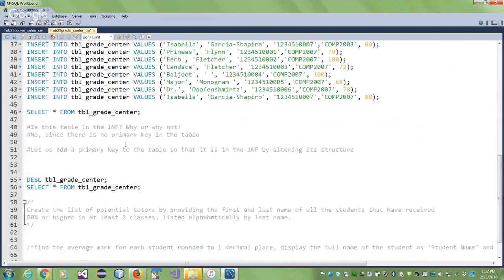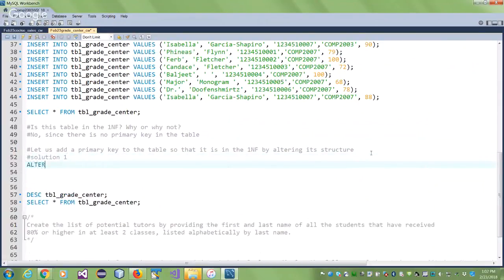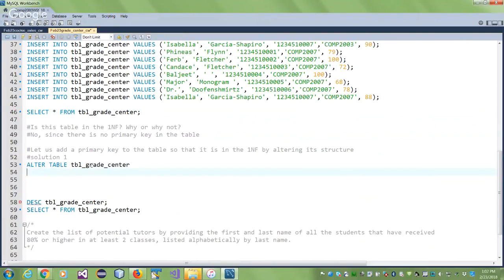So is this table in the first normal form? Remember, we've been talking about first normal form. I say no. Why or why not? No, since there is no primary key in the table. Let us add a primary key to the table so that it is in the first normal form by altering its structure. So there are two solutions. Solution number one, which is not wrong at all. I alter my table. The name of the table is grade center. And I just add, you'll say add a column. This is different. I'm saying add primary key and make, as you suggested, the student number a primary key.